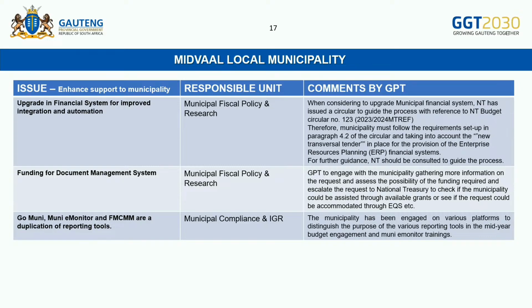Then there was an issue related to GoMuni, Muni e-monitor, the FMCMM, and the duplication of reporting tools. This matter is residing with the Municipal Compliance and IGR unit. Chair, we do engage with the National Treasury on this matter. And certainly, Chair, one thing I can indicate, the National Treasury had conducted research on the reporting instruments from municipalities. A couple of years back, they pegged the reporting requirements at about 13,000 indicators that municipalities are required to report, both national and provincial, in terms of the policy frameworks. And that is quite a reporting burden on our municipalities. Certainly, this instrument is trying to reduce that reporting obligation.